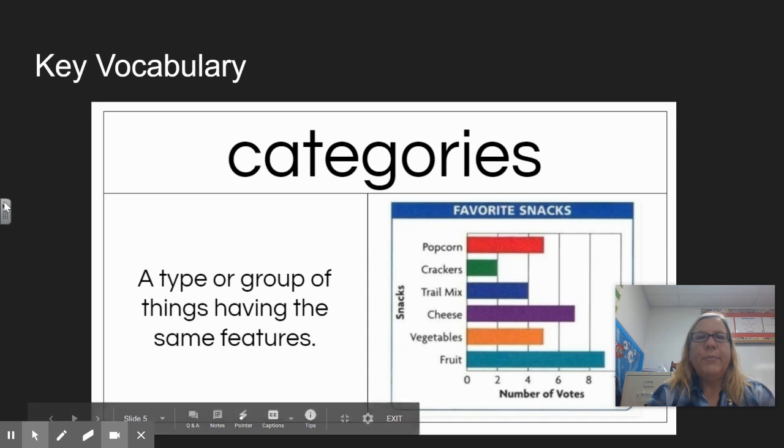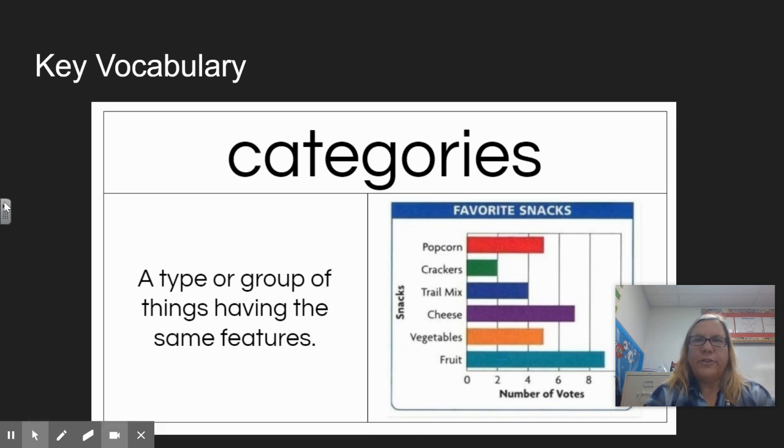The next important vocabulary word is the word categories. A category is a type or group of things having the same features. So if we look at this picture of the bar graph, all of our categories are related to snacks. That is the group of things that we're talking about. And each of the items, each of the categories fits into the larger group of snacks. So we have a popcorn category, crackers, trail mix, cheese, vegetables, and fruit. So each of those are our categories, and we've represented them by a color in our bar graph to show how many people voted for each of those different types of snacks.